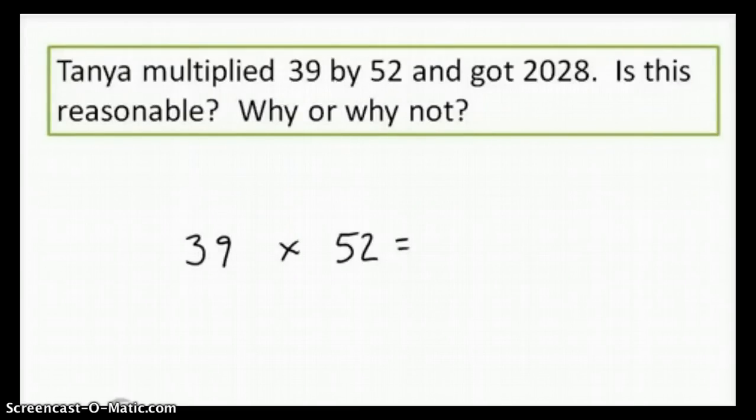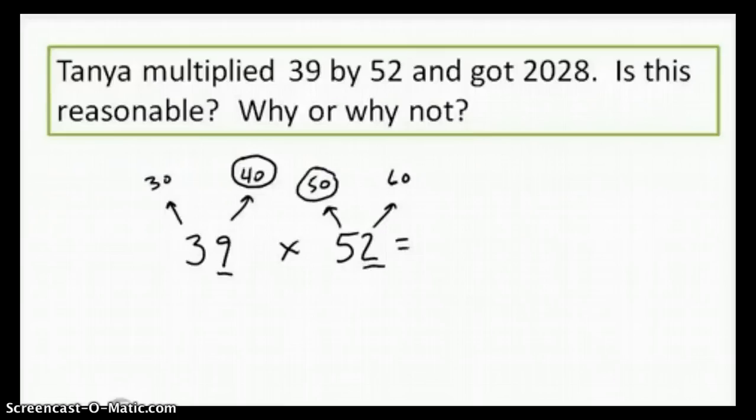To see if Tanya's answer is reasonable, we will round each factor to the leftmost digit, in this case to the tens place, and then multiply. 39 is between 30 and 40, and the 9 in the ones place tells us that this is closest to 40. 52 is between 50 and 60, and the 2 in the ones place tells us that it's closest to 50. So we multiply 40 and 50, and we get 2,000.